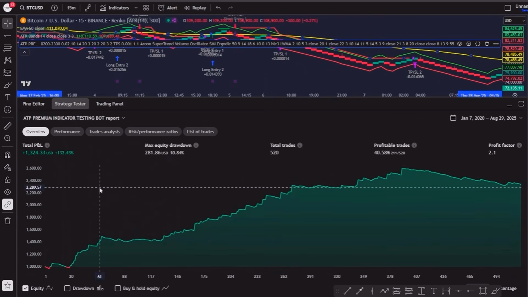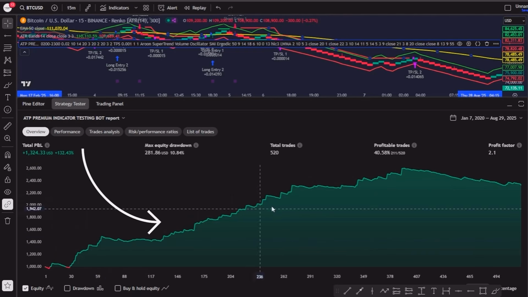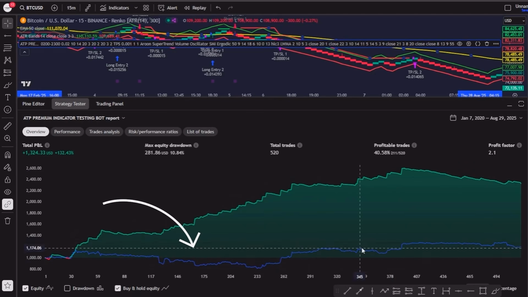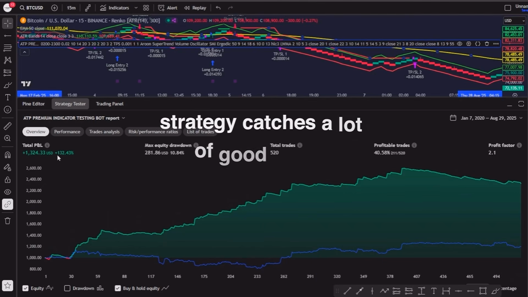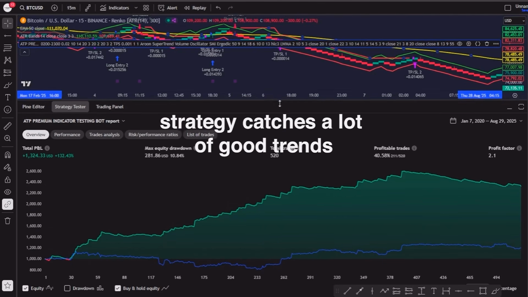On Bitcoin, since January 2025, the system produced a net profit of 132%, with a max drawdown of only 10.84%, and the equity curve showed steady growth. As you can see, the results are well above the buy and hold equity. Although the win rate is not very high, we have a profit factor above 2, which means that the strategy catches a lot of good trends.